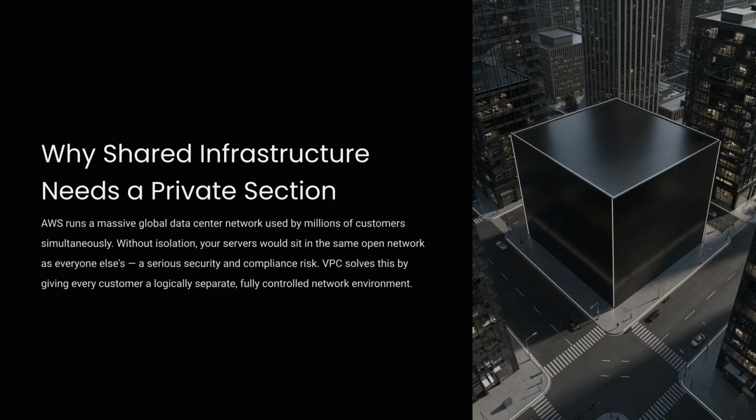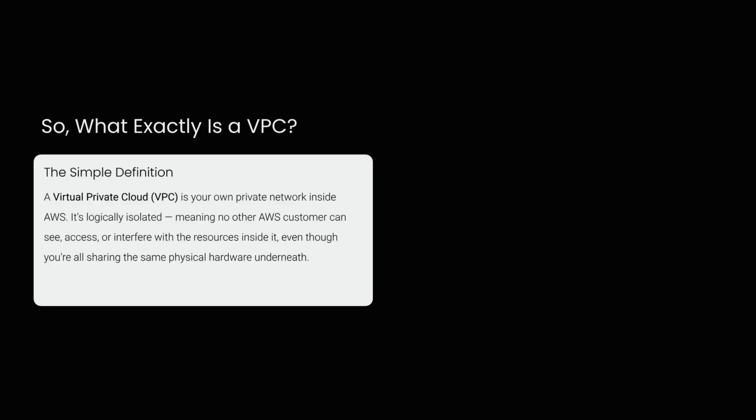AWS operates a massive data center network for millions of customers. Without logical separation, all servers would be on the same open network, posing a security and compliance risk. VPCs solve this by providing every customer with a logically separate, fully controlled network environment. A virtual private cloud, or VPC, is your own private network within AWS.